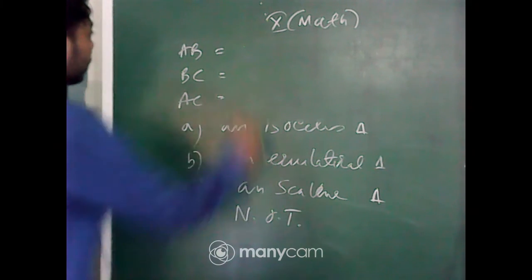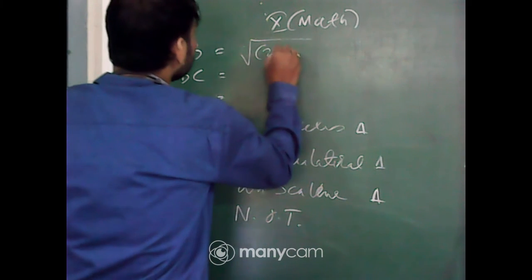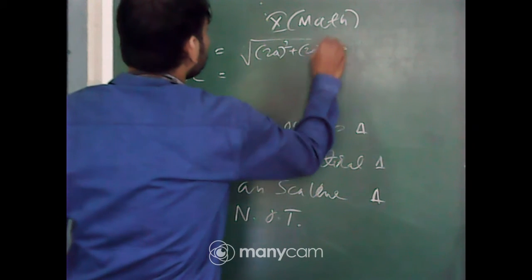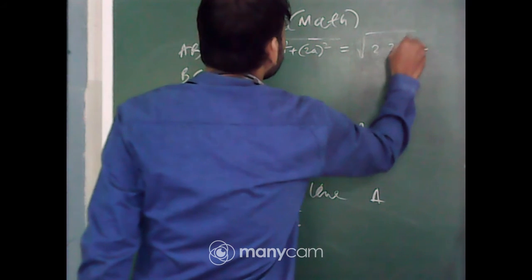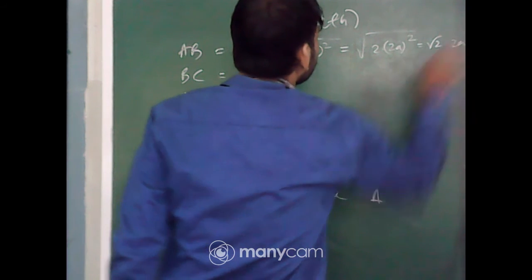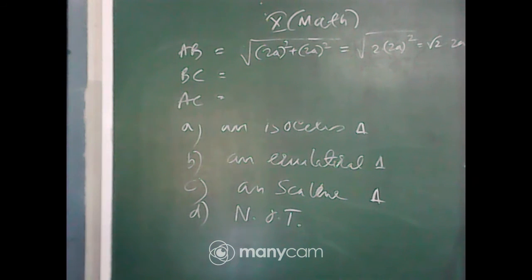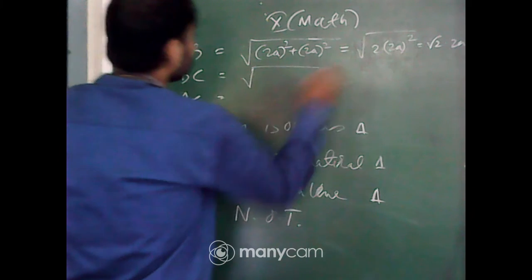Here AB means root over (a minus (minus a), that is 2a) whole square plus (2a) whole square. That means root over 2 into (2a) whole square, that means root 2 into 2a. Isn't it the value of AB? Now the BC.